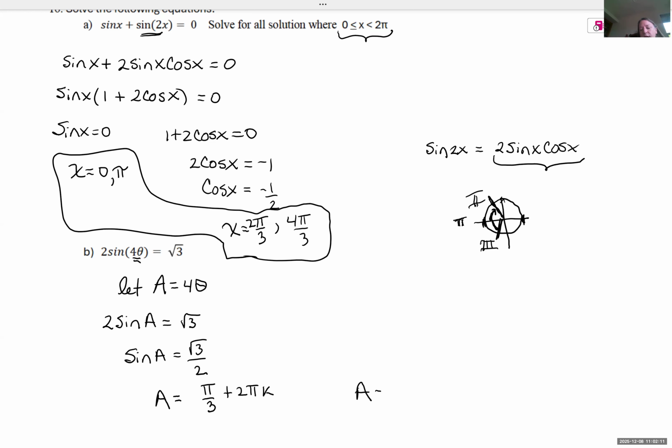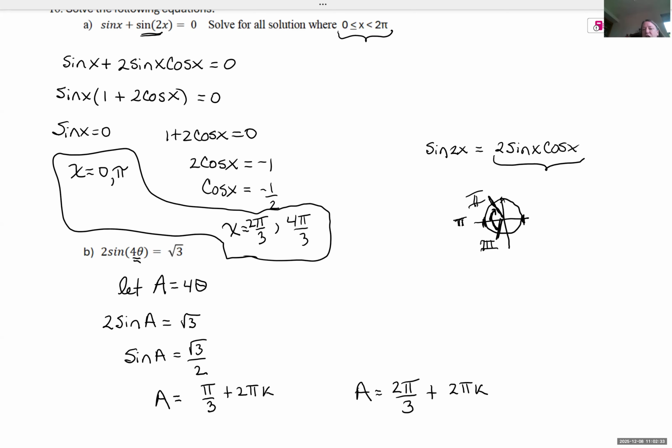Or sine is also positive in the second quadrant. So thinking about pi thirds again in the second quadrant, so 3 pi thirds minus 1 pi thirds, 2 pi thirds. So a is also equal to 2 pi thirds plus 2 pi k.